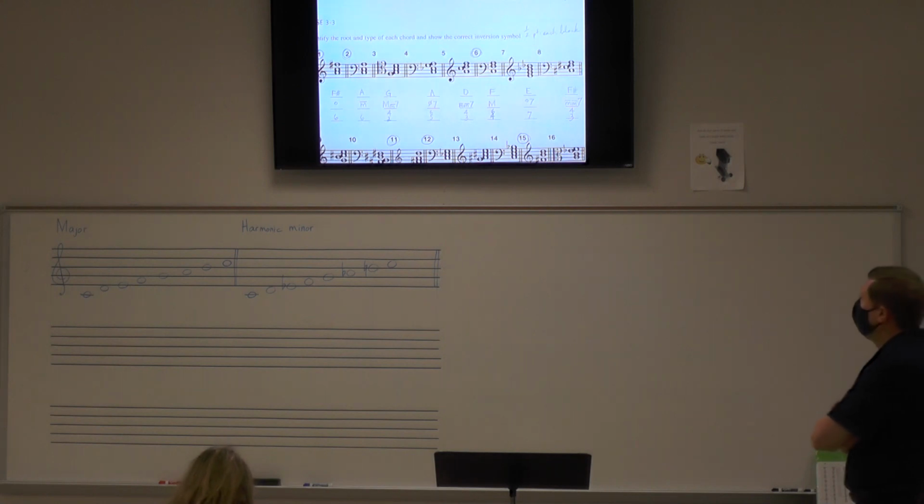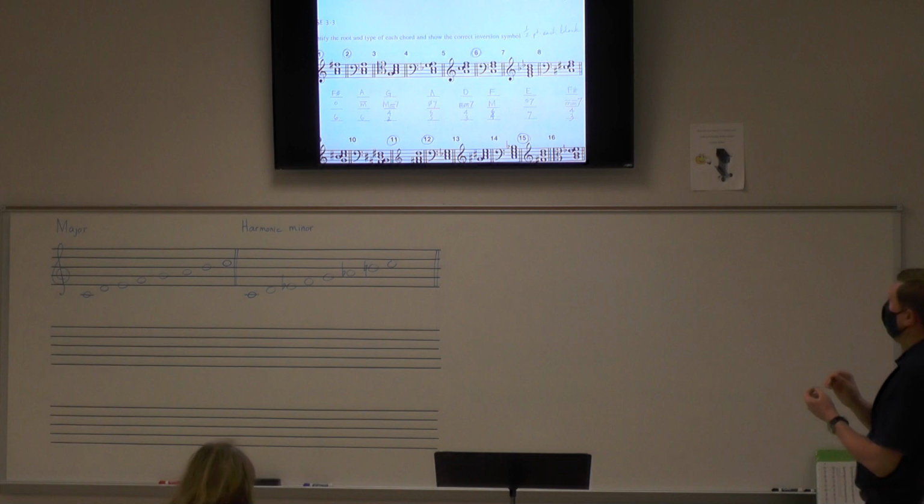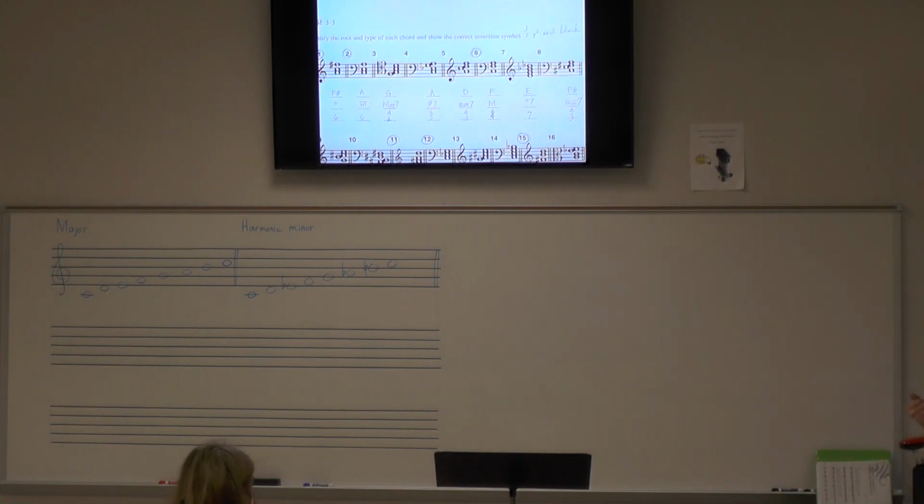Remember last week that we talked about how the bass position symbols for seventh chords are 7 for root position, 6/5 for first inversion, 4/3 for second inversion, and 4/2 for third inversion. And do let me know if you have questions as you look at these.